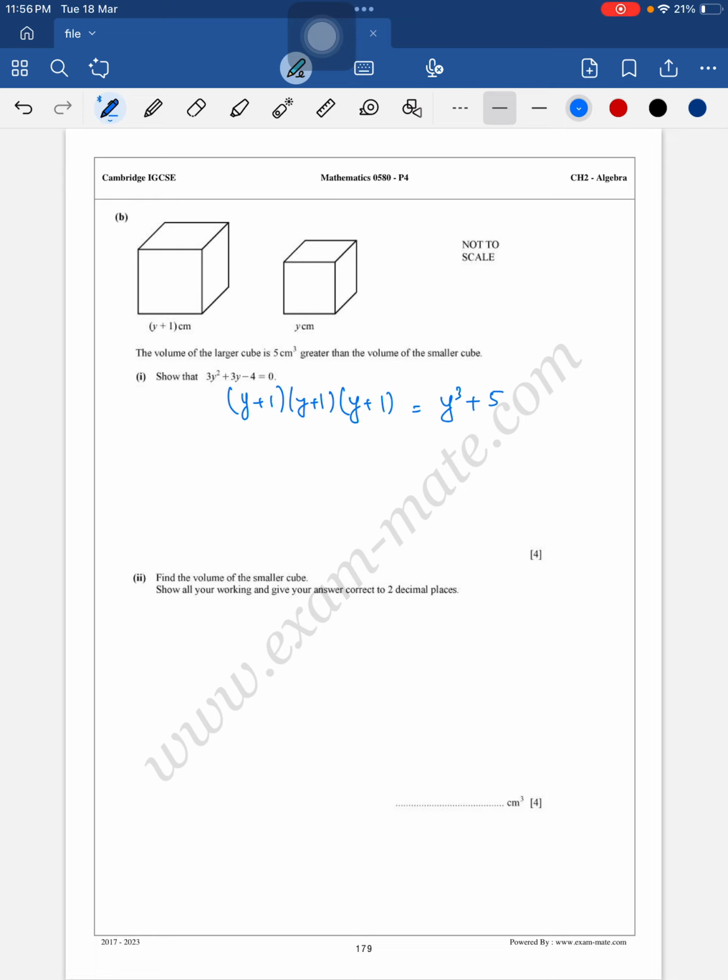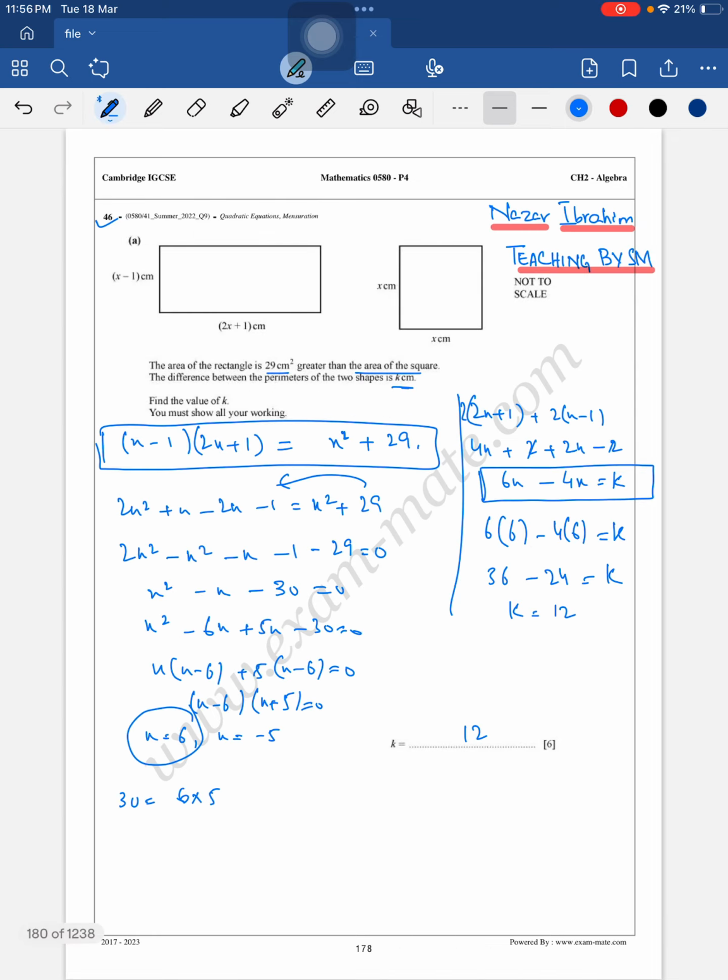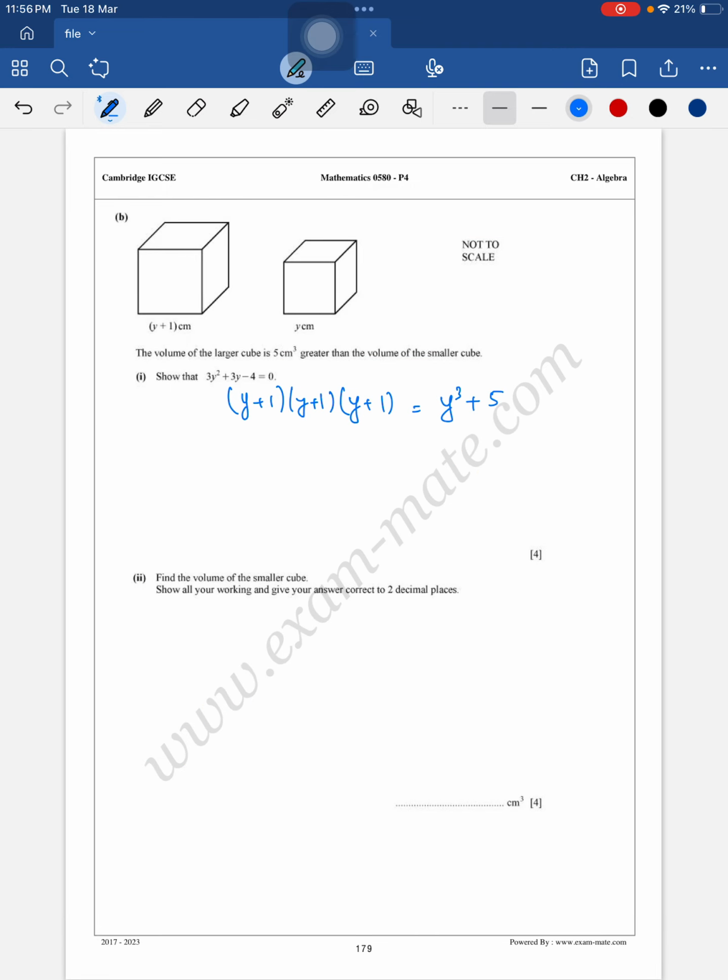I hope that's clear. Okay, so here we have to solve this to show this. So that will be (y square plus y plus 1) into (y plus 1) equals y cube plus 5. So that will be (y square plus 2y plus 1) into (y plus 1) is equal to y cube plus 5.